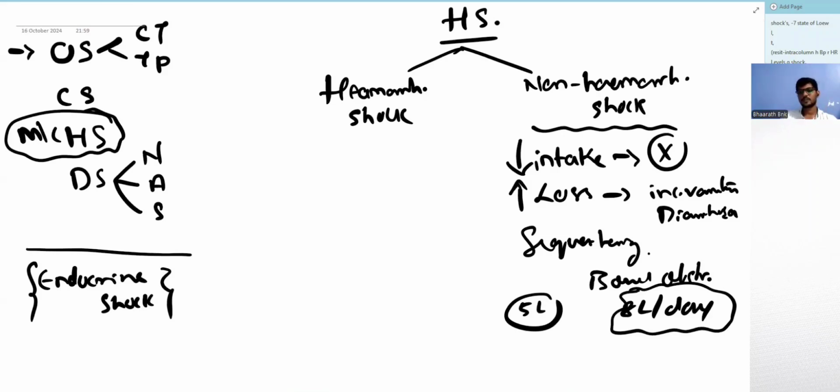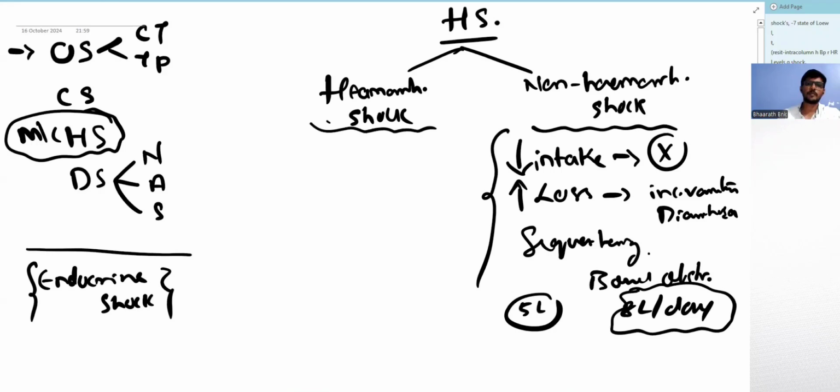Now when there is an obstruction, because there is a mucosal edema, this fluid is not let out of the body. And because there is mucosal edema, it is not absorbed also. So all these secretions remain in the bowel, not in the blood vessel. That is called sequestration. So non-hemorrhagic shock can be either because of reduced intake, or because of increased loss, or because of the sequestration of the fluid.